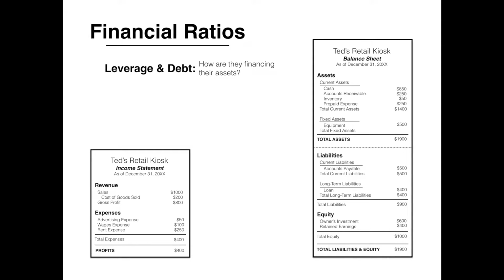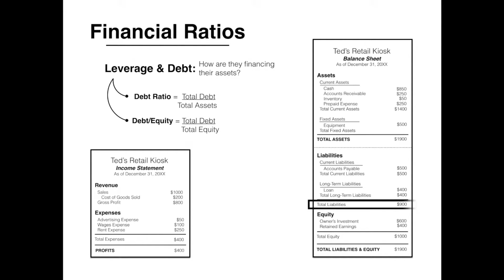Leverage and debt ratios show the means by which the business is financing its assets. These include debt ratio and debt equity ratio. The debt ratio is total debt over total assets. This ratio shows how much is owed in debt for every dollar of assets owned by the company. Normally, the higher the ratio is, the more leveraged the company is.